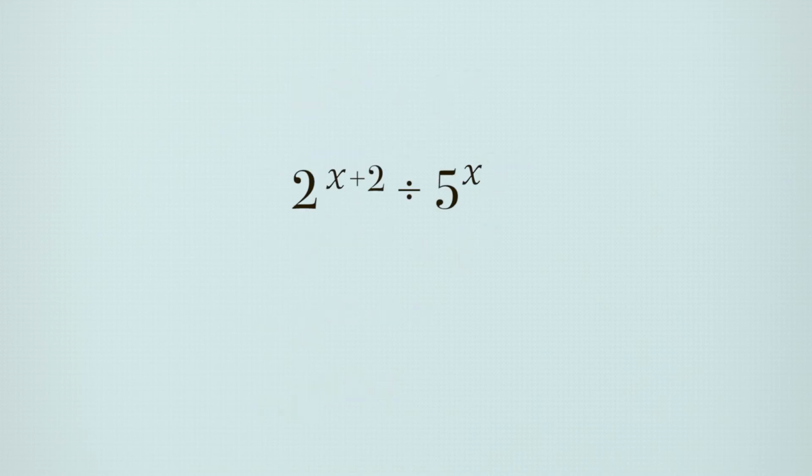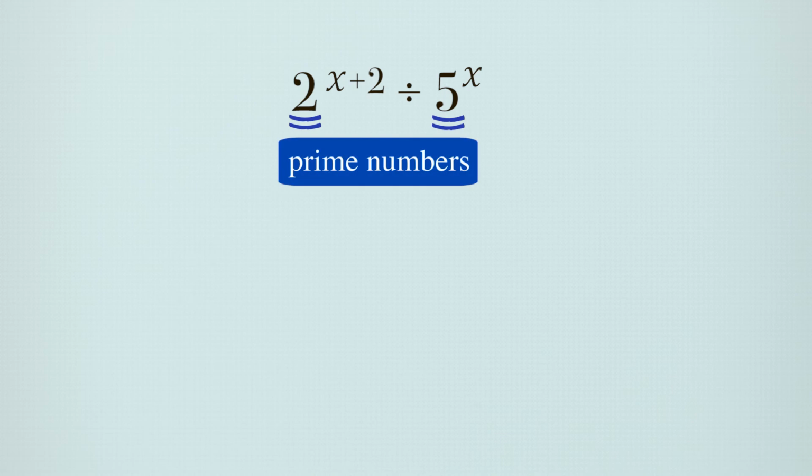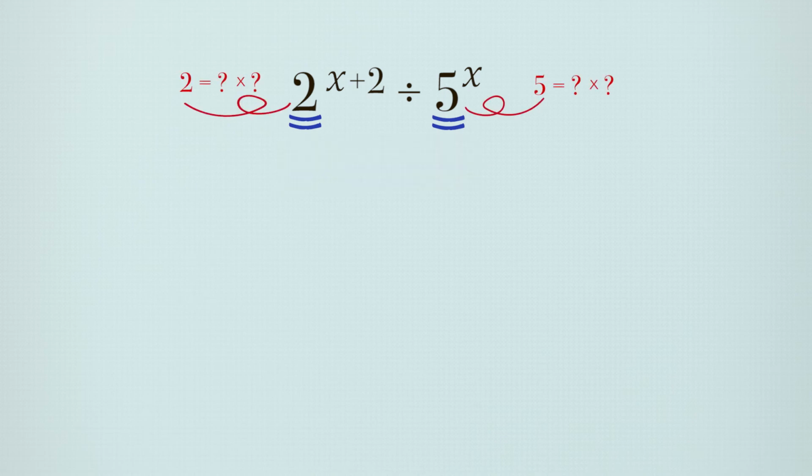Let's look at one final expression. What can we do to simplify this? Again, observe that both the bases and indices are different. But for this expression, both the bases 2 and 5 are prime numbers, and they only have 2 factors, the number itself and 1. This means we cannot rewrite them as powers of the same number. What else can we do?